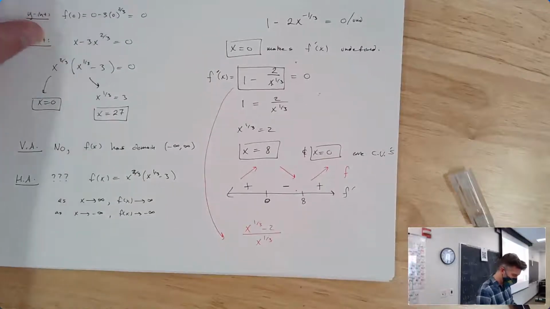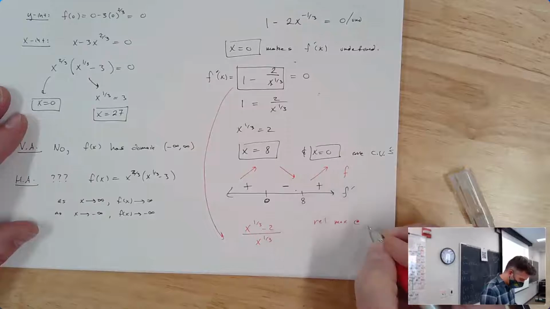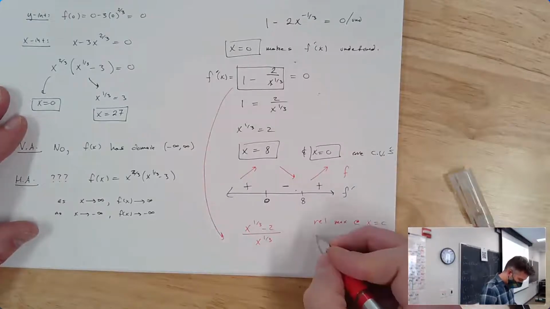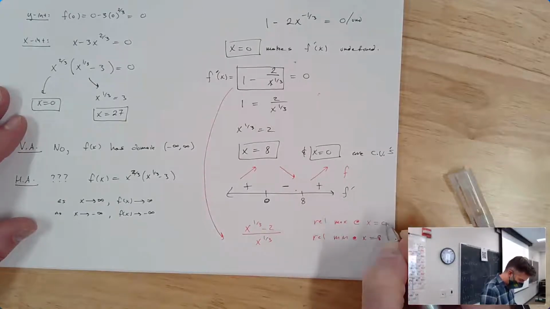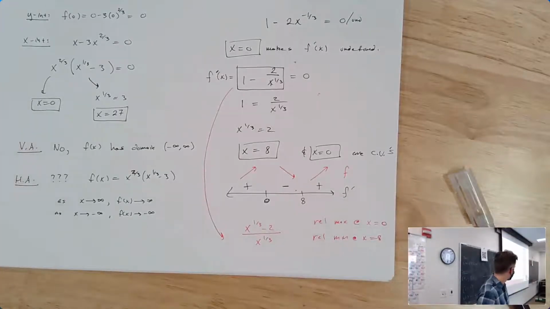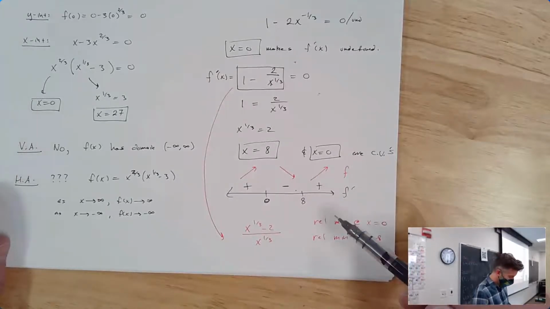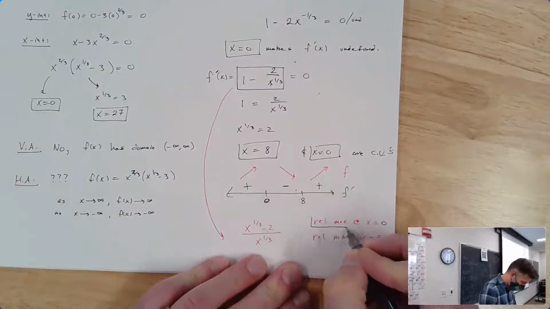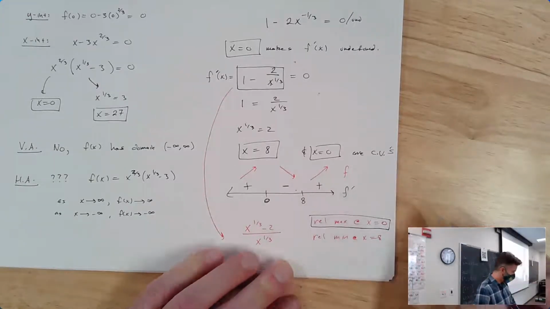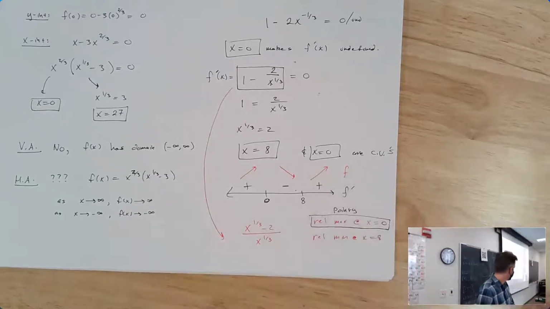So we have a relative maximum at x equal to 0. We have a relative minimum at x equal to 8. Now, I'm also going to mention, we know that when x is 0, the derivative is undefined. So this relative maximum is going to be pointy. It's probably going to be like a cusp.